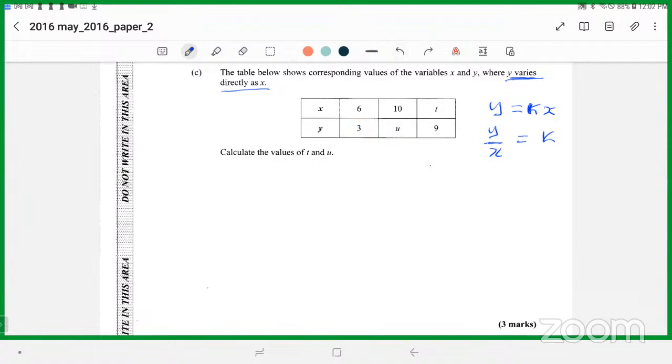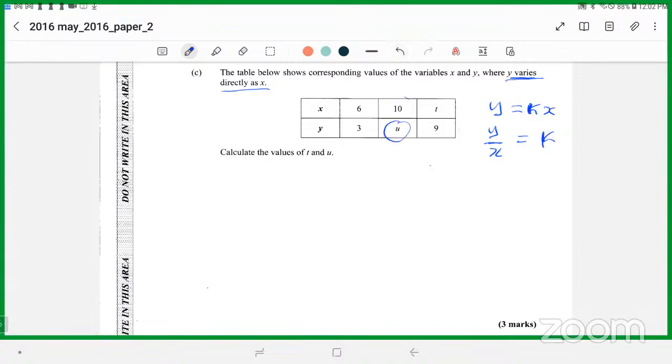All right. So we can use this pair. We can say this y over x and this y over x is the same as this y over x. Let's set it out. Y over x is a constant. So it means that this y value over this x value is equal to this y value over this x value. Or you can put it the other way around.